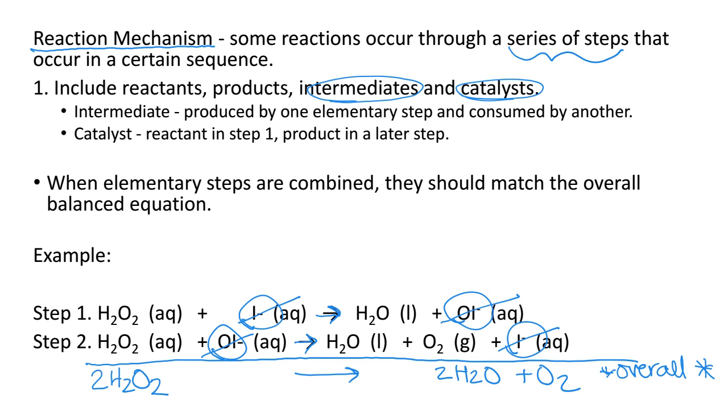Now what I need to know is which one is the intermediate and which one is the catalyst. Intermediates are produced in the first step and used up in the second step. So produced in the first step, used up in the second step. This is going to be my intermediate.